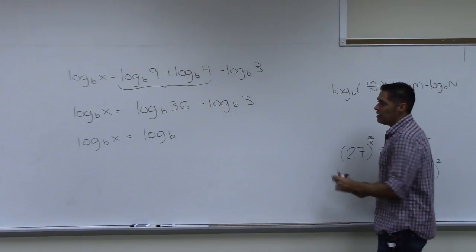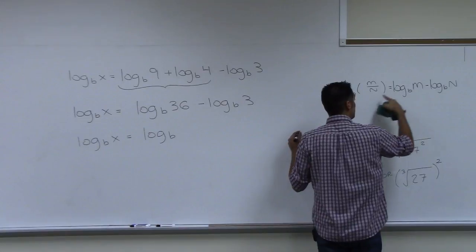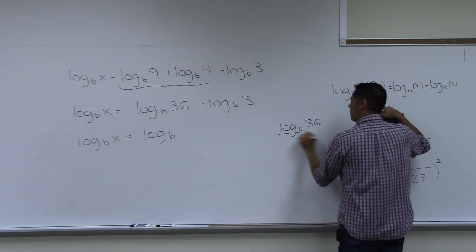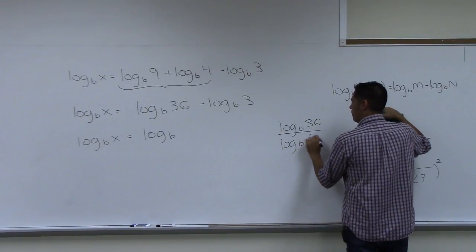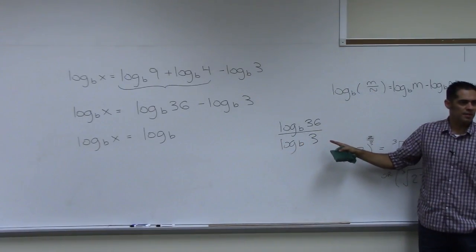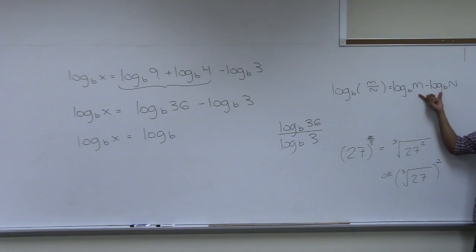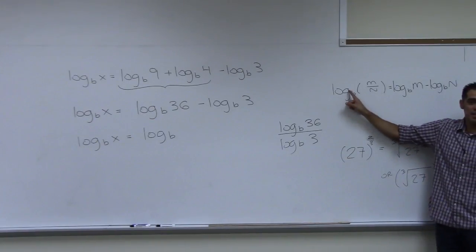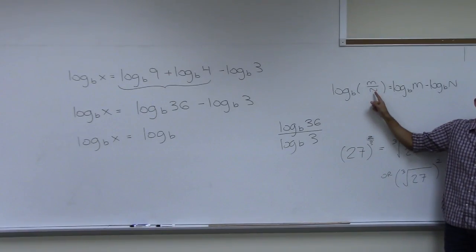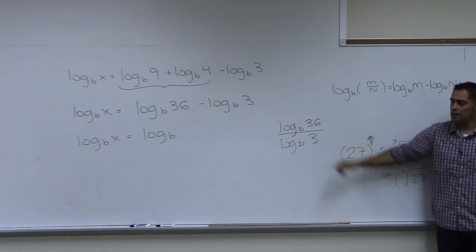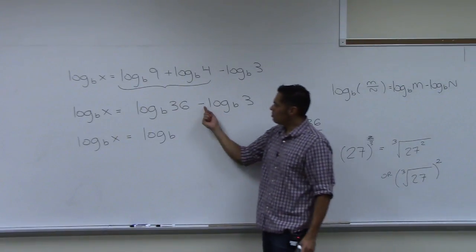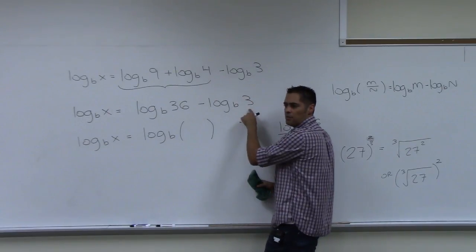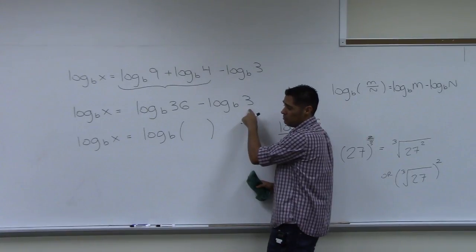This is the biggest mistake I see students do. They say, okay, subtraction I can turn into division, and so they do this. That is not what the property says. It does not say that 2 logs with subtraction become 2 logs with division. It's 2 logs with subtraction become a single log with division inside of it, all right? So don't make this mistake. So I have these 2 logs with subtraction become a single log. The division inside is going to be 36 divided by 3, right? Which is 12.